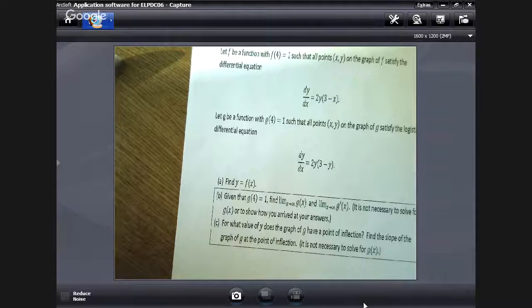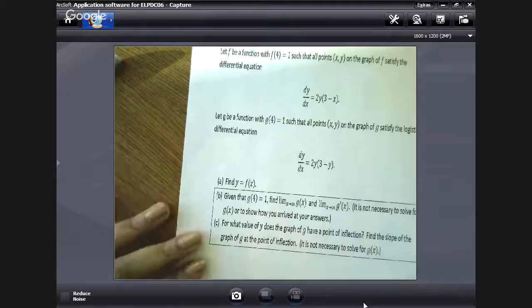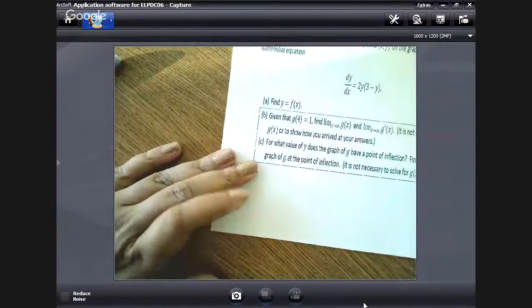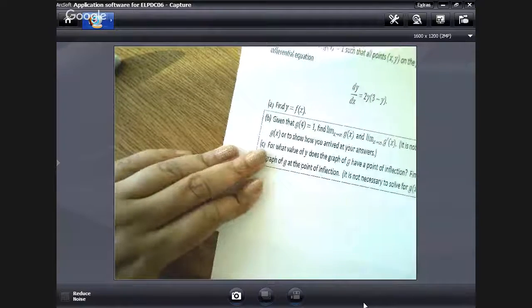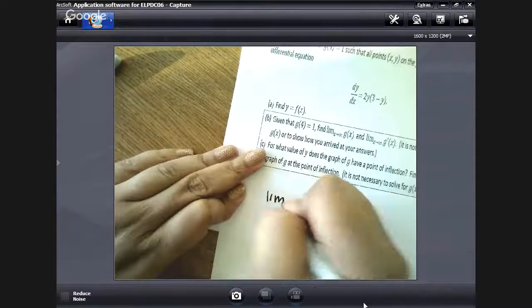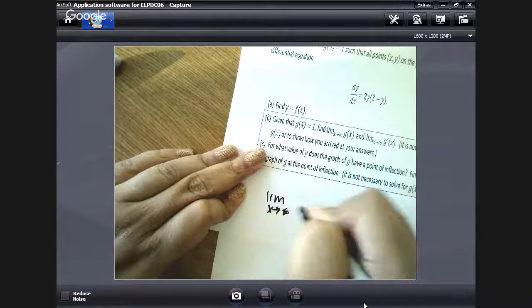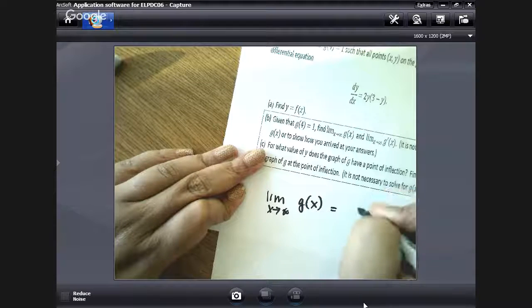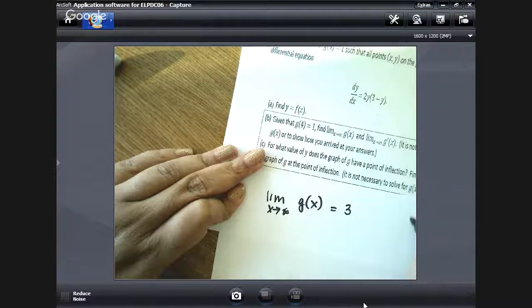So the limit as x approaches infinity of g of x is going to be equal to the carrying capacity. So this limit, let me make sure I understand what's on the other side of this. So this limit is equal to 3 because that's the carrying capacity.